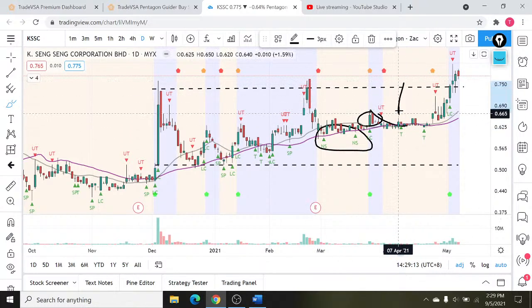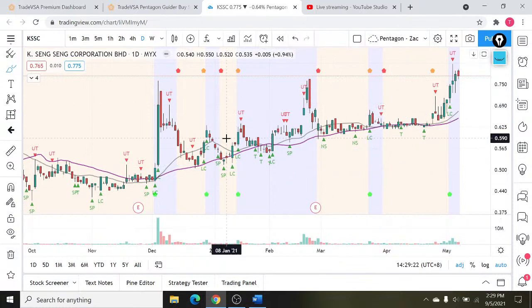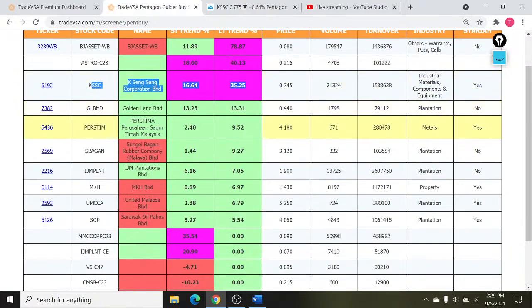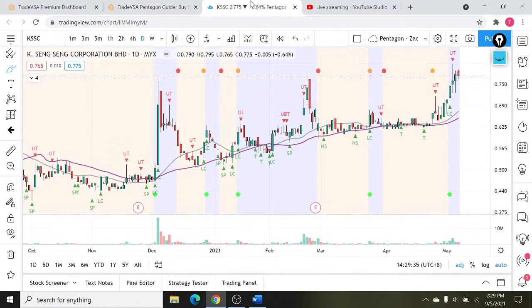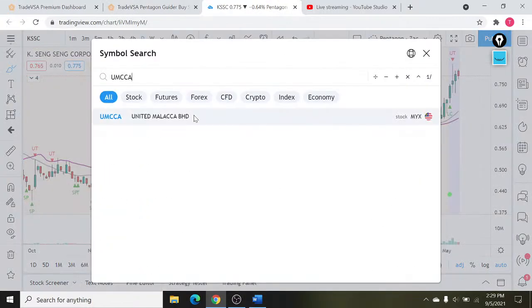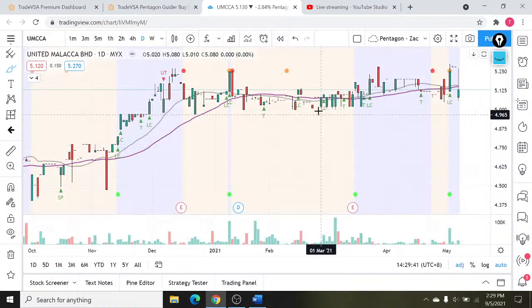Like I said, this type of counter sometimes I almost give up on, but I looked into the chart and everything's still okay. But I'm taking half already. Breakout ready, so nothing much to look into. MKH. Okay, let's try UMCCA and SOP. Oh, CKSA is so ready. Okay, good. As long as it's profit, then okay.